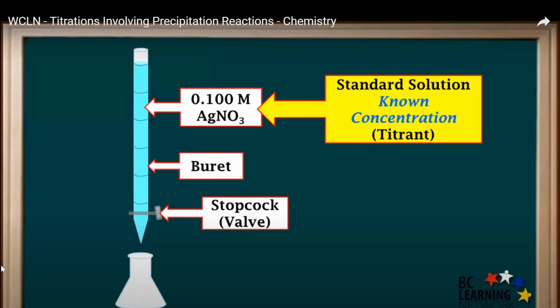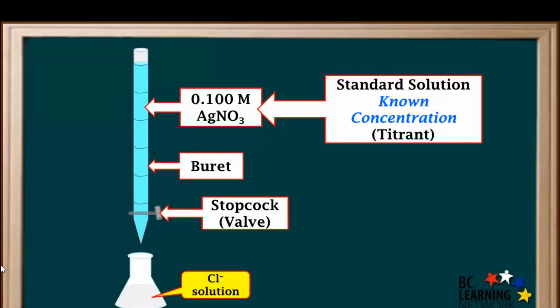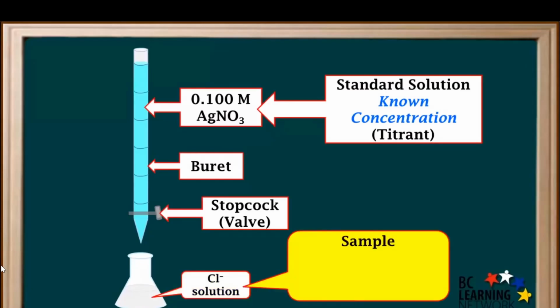Nice. In this titration, a solution containing chloride ions is added to an Erlenmeyer flask and placed under the burette. The solution in the flask is called the sample.